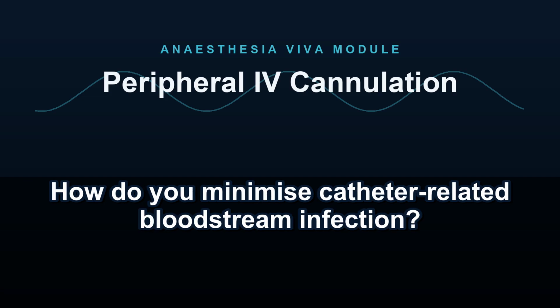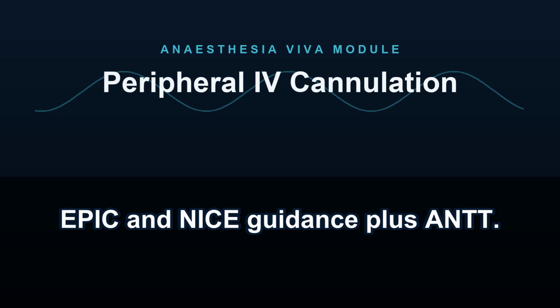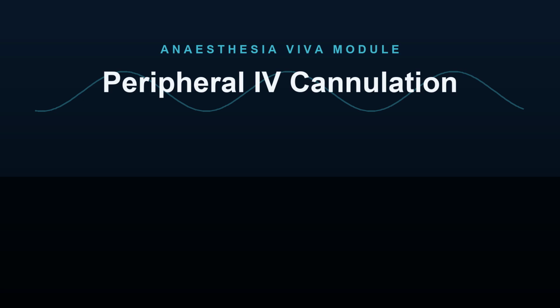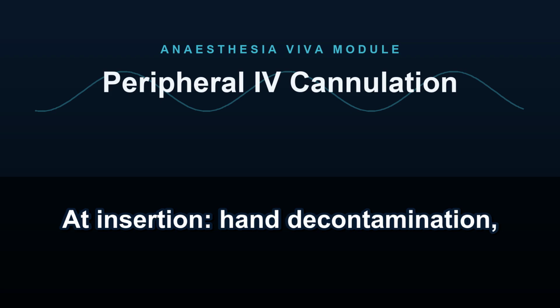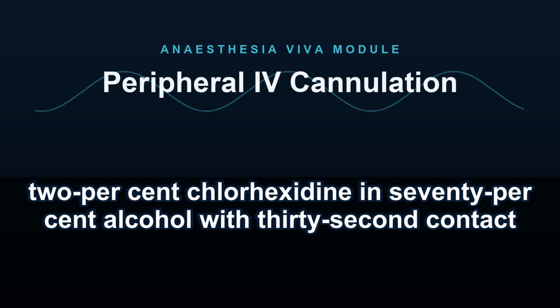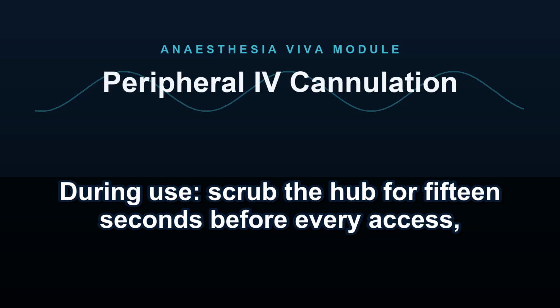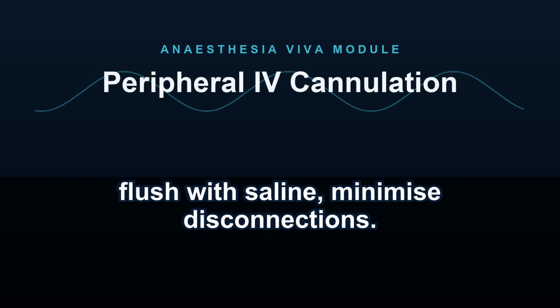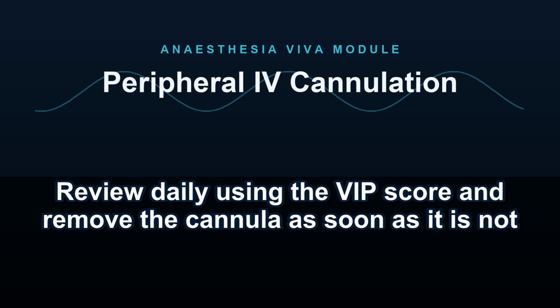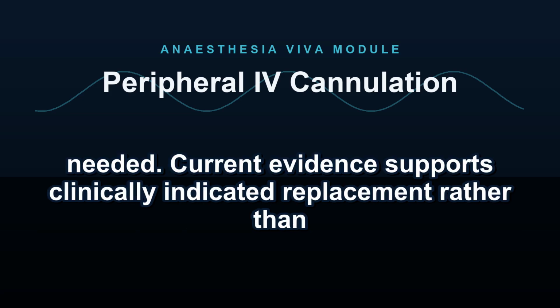How do you minimize catheter-related bloodstream infection? EPIC and NICE guidance plus ANTT. At insertion: hand decontamination, 2% chlorhexidine in 70% alcohol with 30-second contact and drying, clean gloves, no repalpation of the prepared site, transparent dressing. During use, scrub the hub for 15 seconds before every access, flush with saline, minimize disconnections. Review daily using the VIP score and remove the cannula as soon as it is not needed.